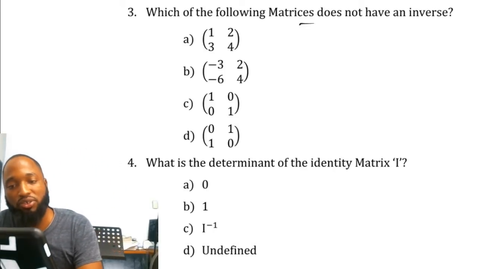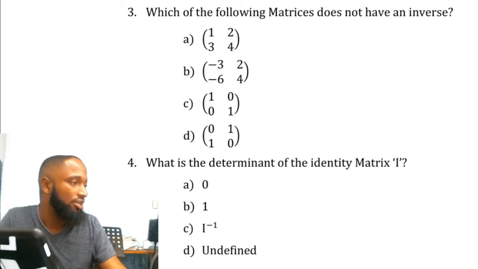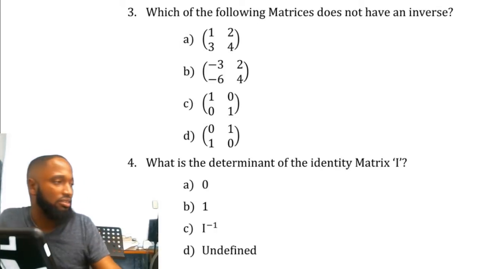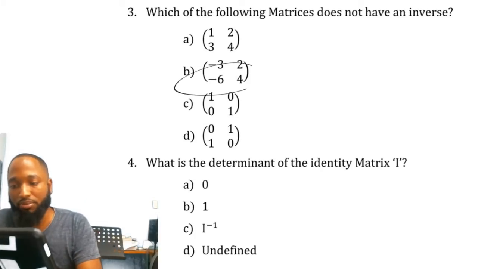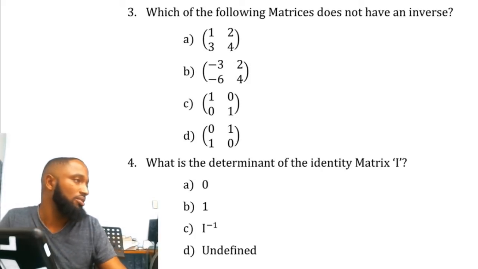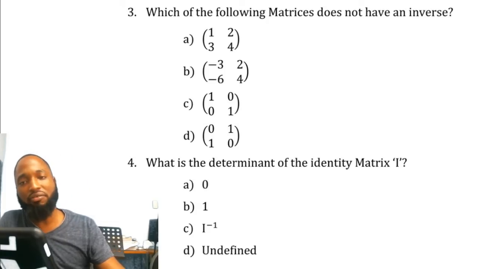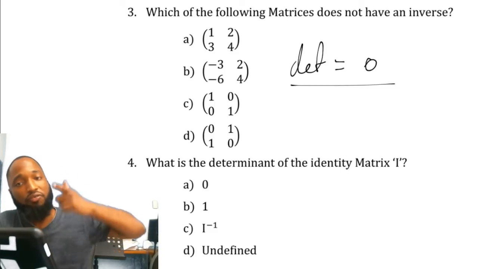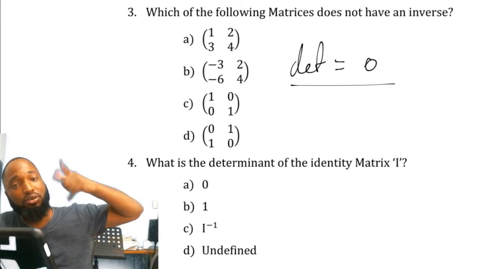Which of the following matrices does not have an inverse? People saying A, people saying B, people saying C. Alright, so a matrix would not have an inverse if its determinant is equal to 0. If your determinant is equal to 0, you don't have an inverse.